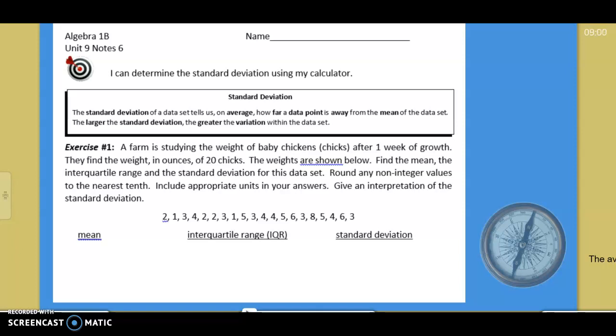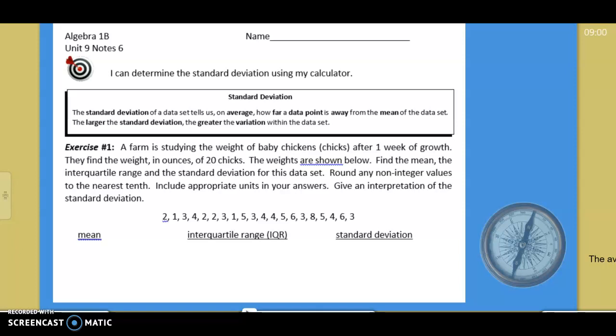A farm is studying the weight of baby chicks, and after 1 week of growth, they find the weight in ounces of 20 chicks. So the weights are shown below: 2 ounces, 1 ounce, 3, 4, 2, 2, 3, 1, 5. They don't have to be in order. It would be nice if they were, but for this standard deviation, we're not going to do all that.